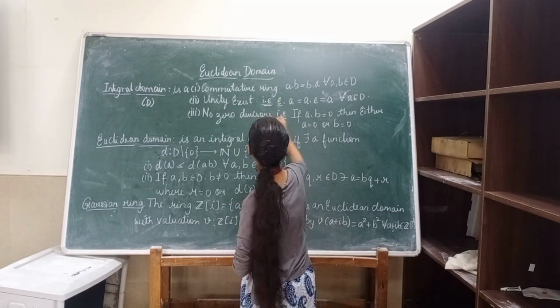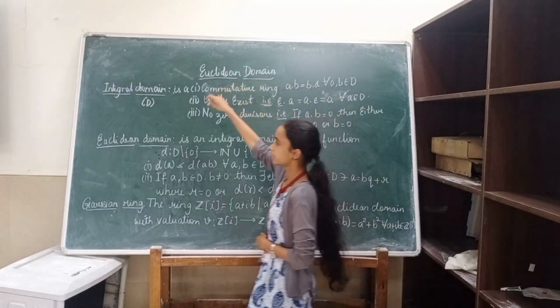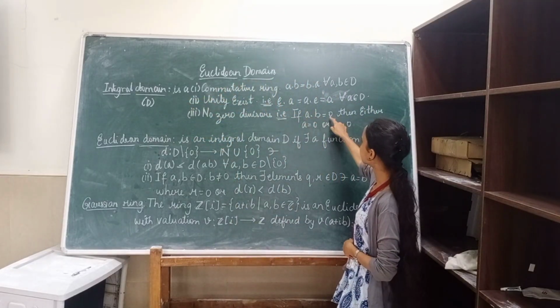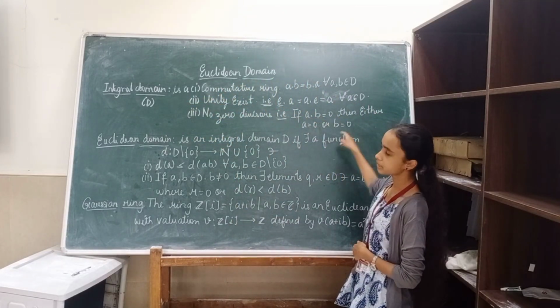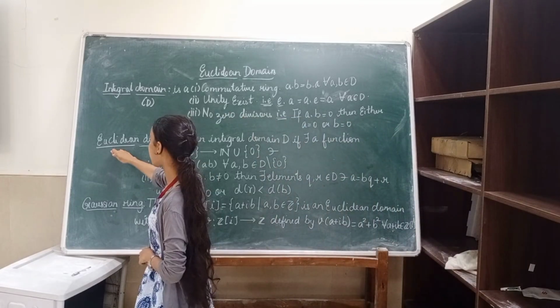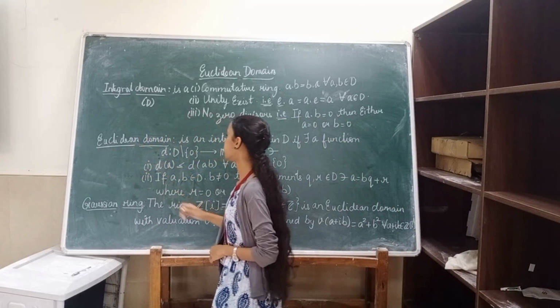And no zero divisors means if we take any two elements A and B in the integral domain D, and AB is equal to 0, then either A is equal to 0 or B is equal to 0. Okay, now we'll go to the Euclidean domain.